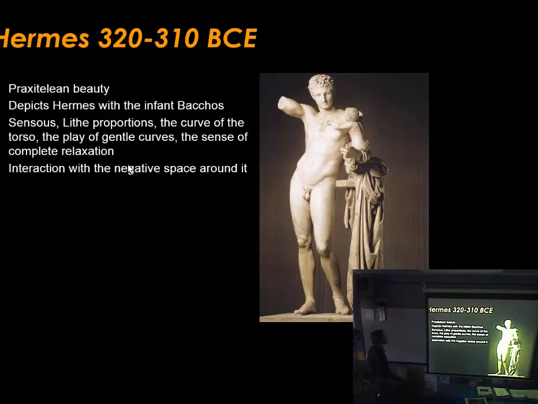The character is beautiful, with light proportions and a curve in the torso, it's all very gentle. In fact, the very softness of the character himself is characteristic of what's called Praxitelean beauty. It has its own name. It's a beautiful sense as opposed to the mathematically perfect sense that Polykleitos was trying to get at. So it's a little different emphasis in their motivation, the meaning of the work. Interaction of negative space around it becomes just as important. Notice all of the negative space within this work gives it a heightened sense of delicacy.